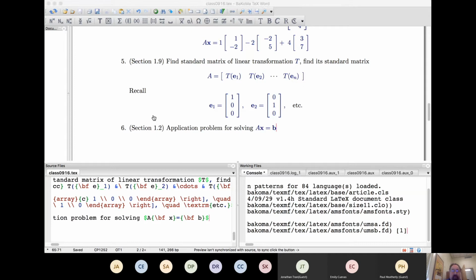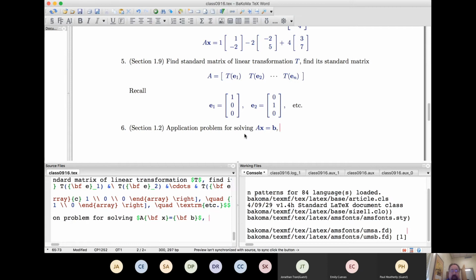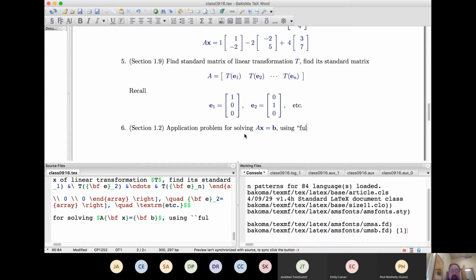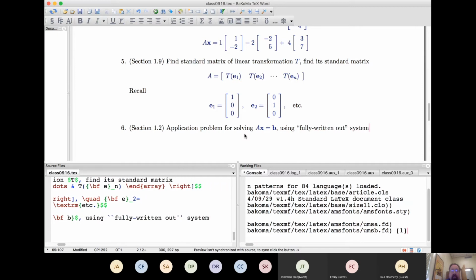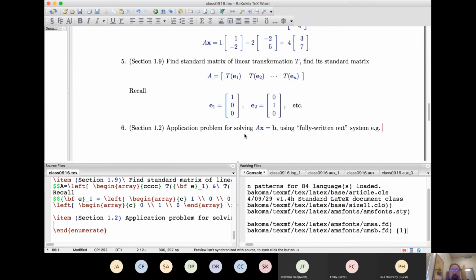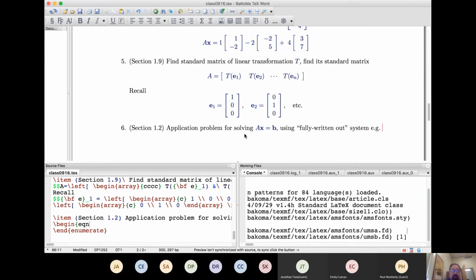Okay, now for this problem, for this one, using a system of equations that's fully written out as a system of equations would normally be written out. As an example, something like this.